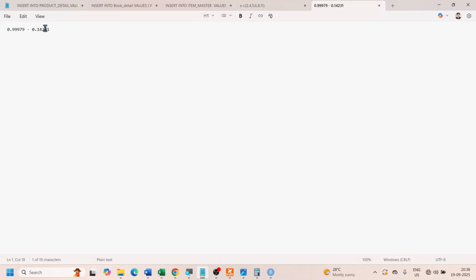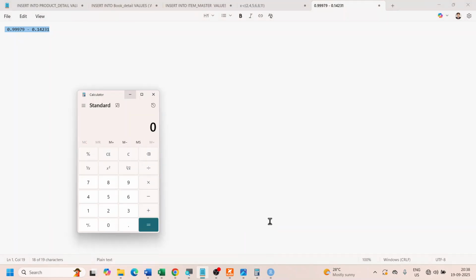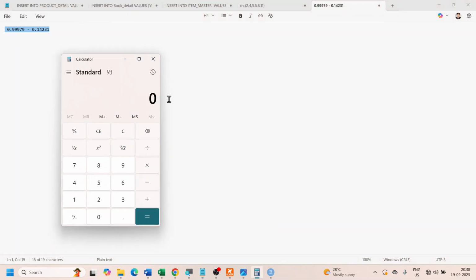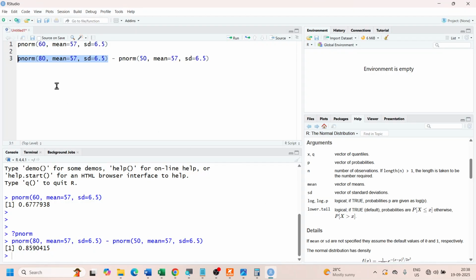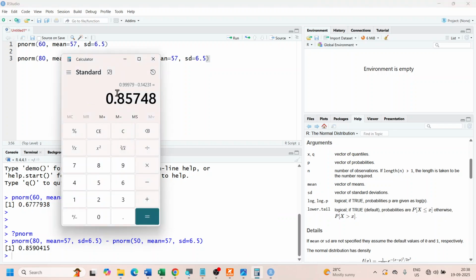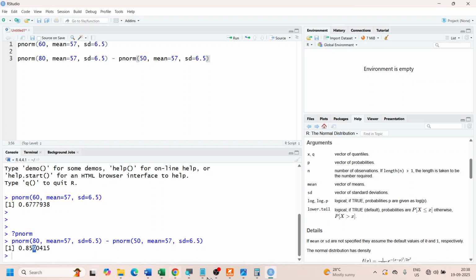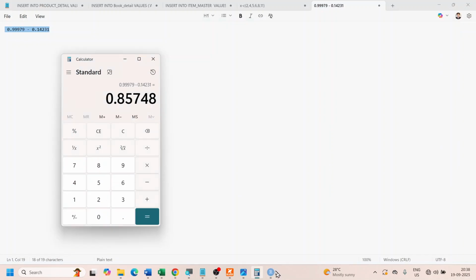So let us take this one. I'm going to just copy this one, Control C. I will take it to my Windows calculator and click here, Control V and press equal to. So I'm going to get 0.85784. If you compare it, it will be very slightly less than what you can expect here. So you notice that it is 85.7. You are getting 85.9 here. So why is it less?